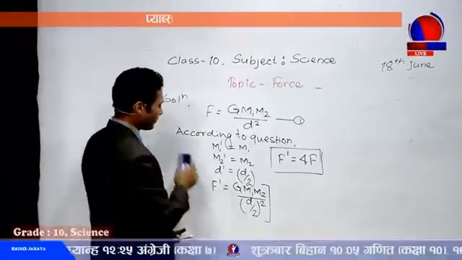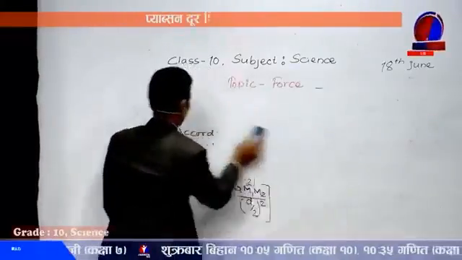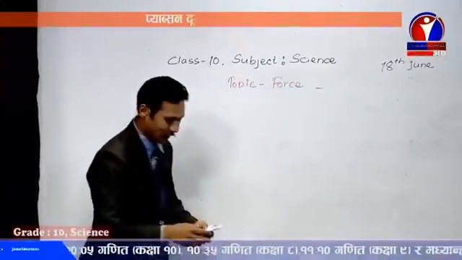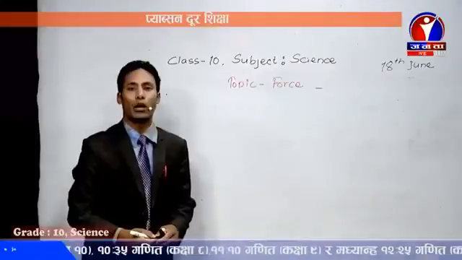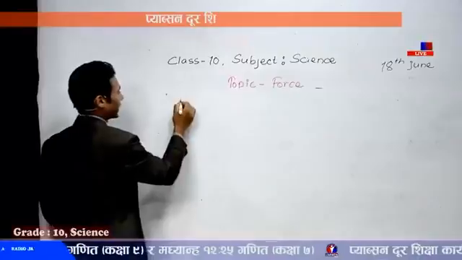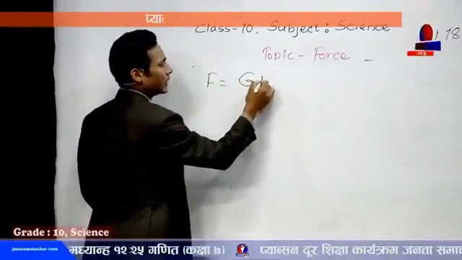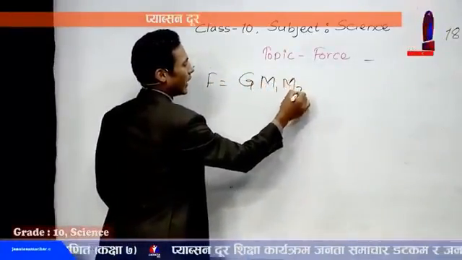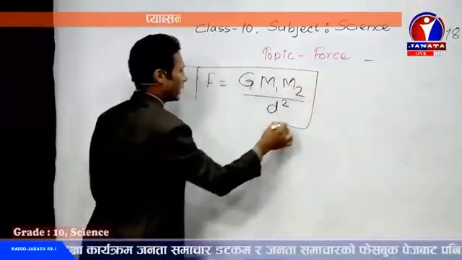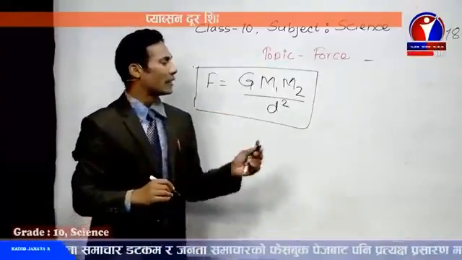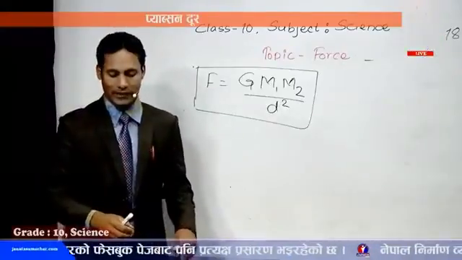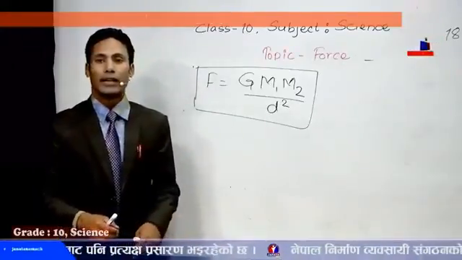Okay, so let me write down the formula again, whatever we have discussed, so that later on, whenever we practice numerical problems, we can use that formula. What we have derived today is F equals G M1 M2 by D square. Today we have discussed this formula, and some related numerical problems we will also discuss in the next class.